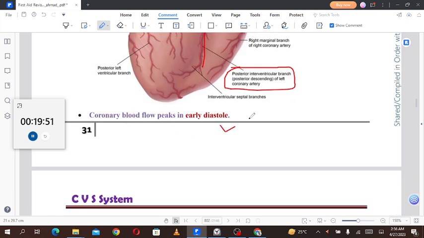Coronary blood flow peaks in early diastole. It is very important because the coronary blood supply is basically blood supply to the ventricles. A major chunk of that is to the ventricles. Now when the heart is contracting in systole, the coronary circulation is compressed.